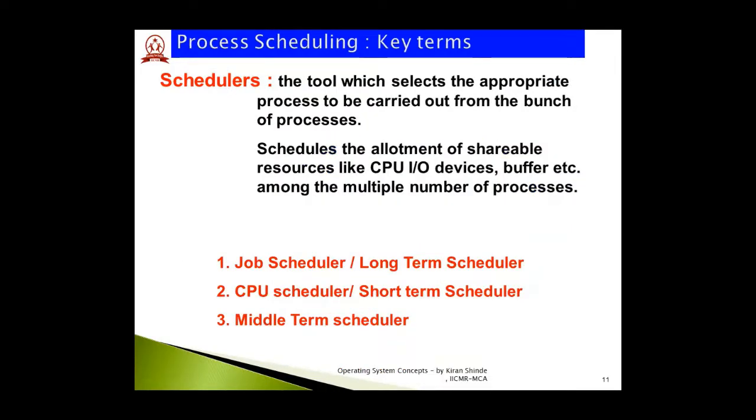Now, what are schedulers? Schedulers are a tool which selects the appropriate processes to be carried out from the bunch of processes. So the main aim of the scheduler is to select the appropriate process. Meaning, what kind of process it has to select. Very soon we will talk about two types of processes: CPU bound and IO bound processes. So the scheduler is responsible for selecting a good mix of processes, and it schedules the allotment of shareable resources, such as the CPU, IO devices, any files which are required, and the memory buffer, among the multiple processes. Schedulers are categorized as job or long-term scheduler, CPU or short-term scheduler, and middle-term scheduler.